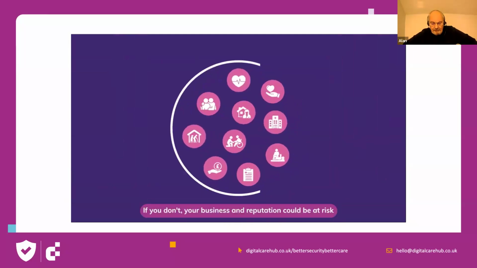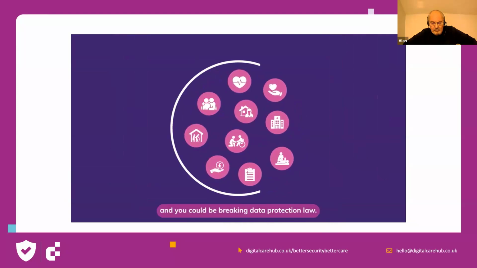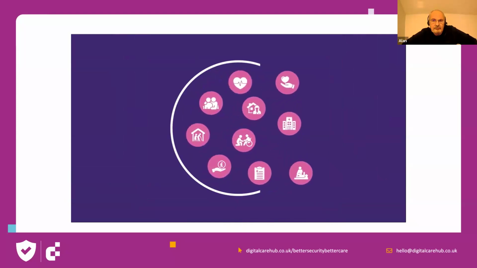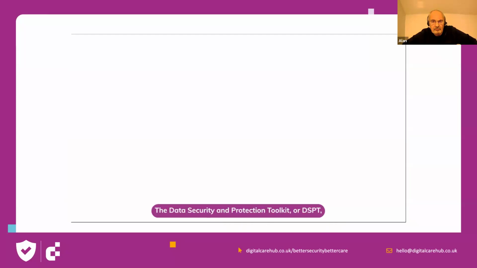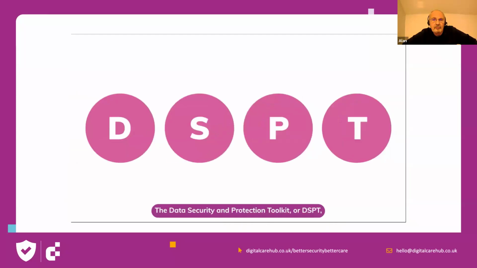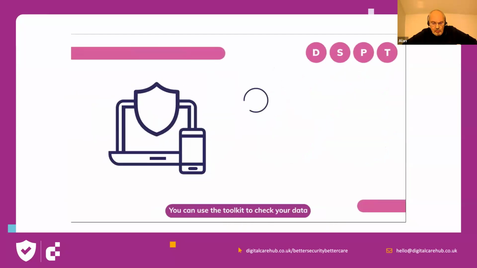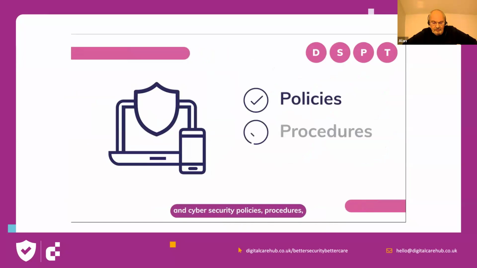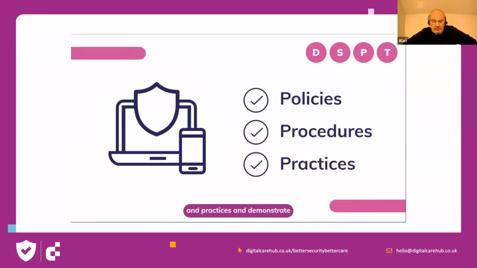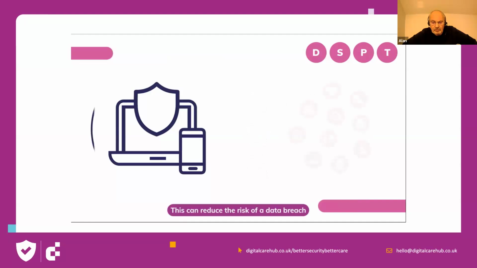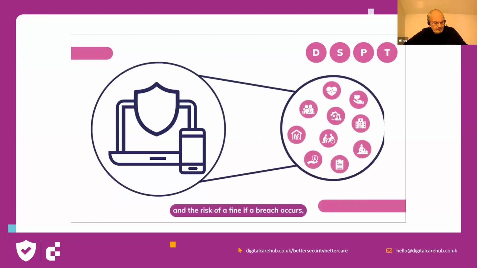If you don't, your business and reputation could be at risk, and you could be breaking data protection law. The Data Security and Protection Toolkit, or DSPT, is an online self-assessment tool. You can use the toolkit to check your data and cyber security policies, procedures and practices, and demonstrate that you have good systems in place. This can reduce the risk of a data breach and the risk of a fine if a breach occurs, as you will be able to show the Information Commissioner's Office the steps you were taking to reduce and manage risks.